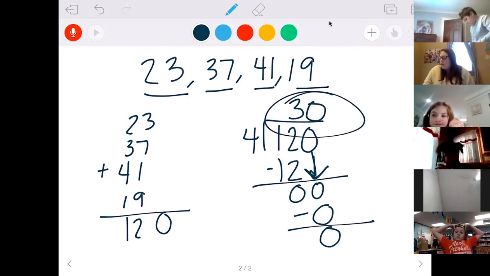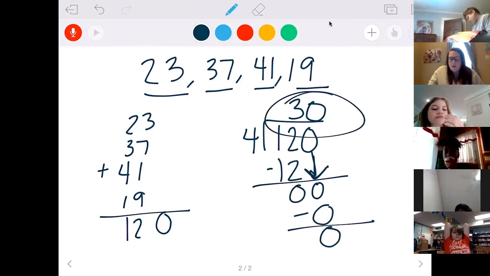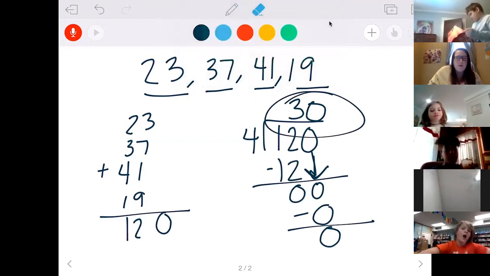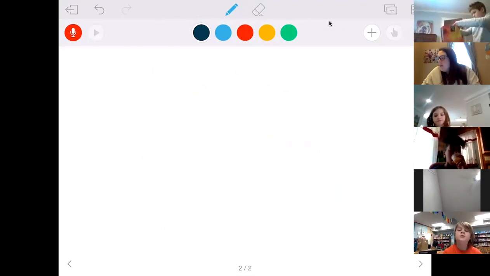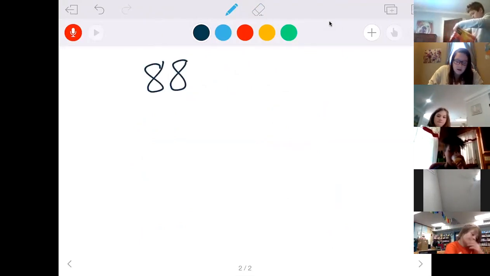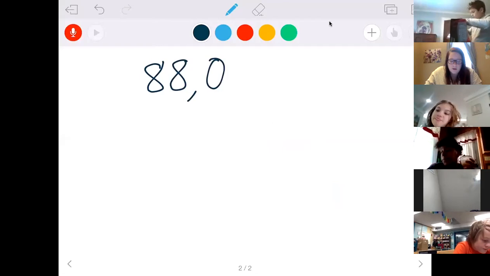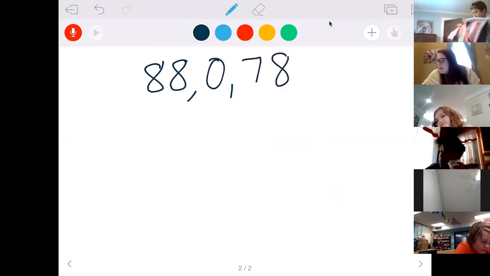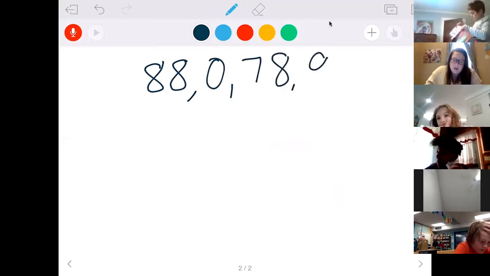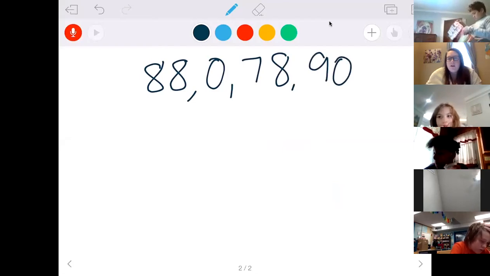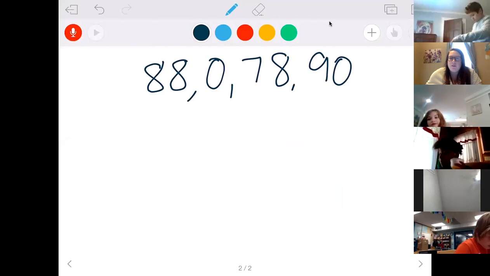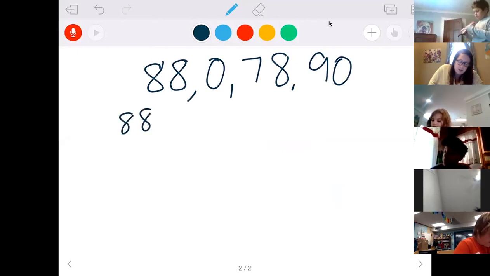All right, let's do this one. This one's a good one because I think some of you are still confused on the zeros. 88, 0, 78, and 90. So the majority of your numbers here are 7, 8, and 9, and those can get kind of confusing if you don't make sure you're adding them up properly, okay? Because those are bigger numbers. I'm gonna go ahead and stack it too.